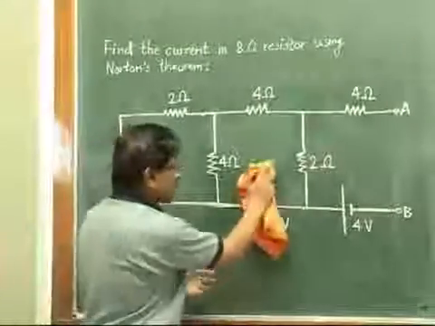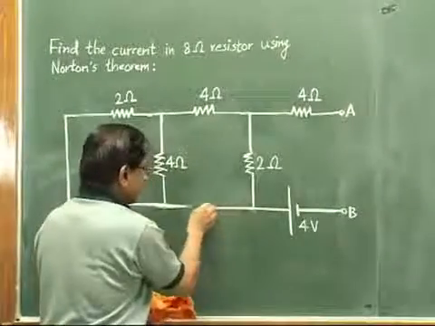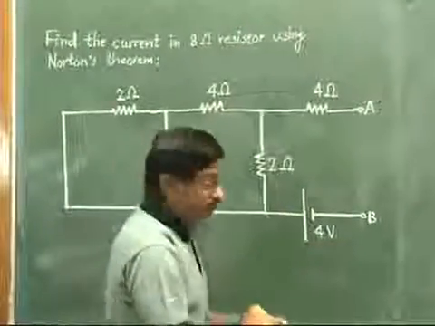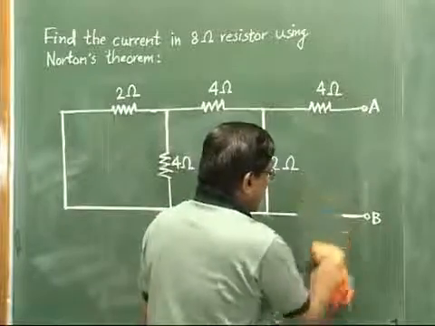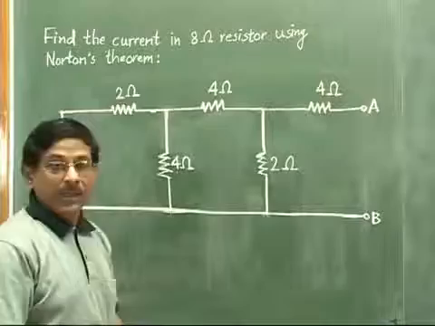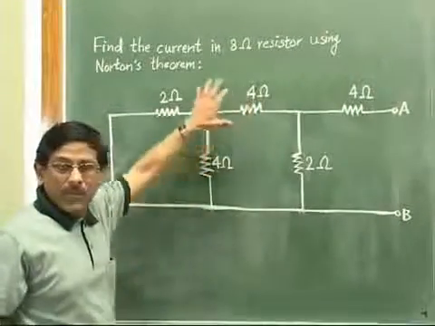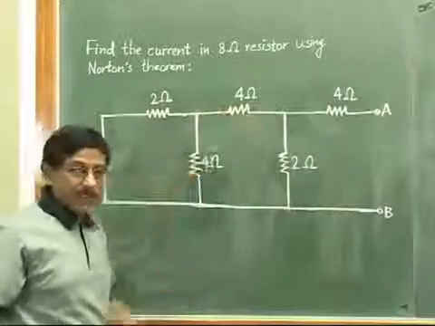This 8 volt source also, since it is ideal, will be a short circuit. And the 4 volt source is also ideal, so a short circuit here. So this is the circuit we have to consider. Now see the circuit, the remaining circuit will be composed of just the passive elements. Here they are all the resistances.